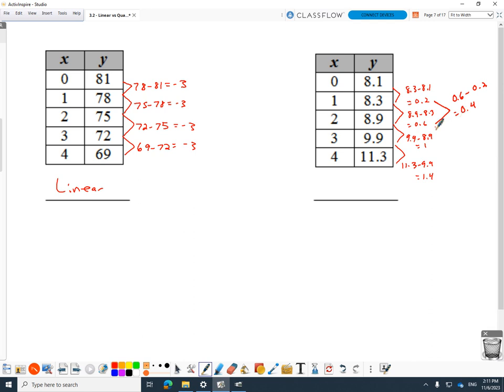How about 1 minus 0.6? 1.4 minus 1. It's a quadratic. Is that easy? Ooh, I don't know that it's easy. But there's a set of steps.